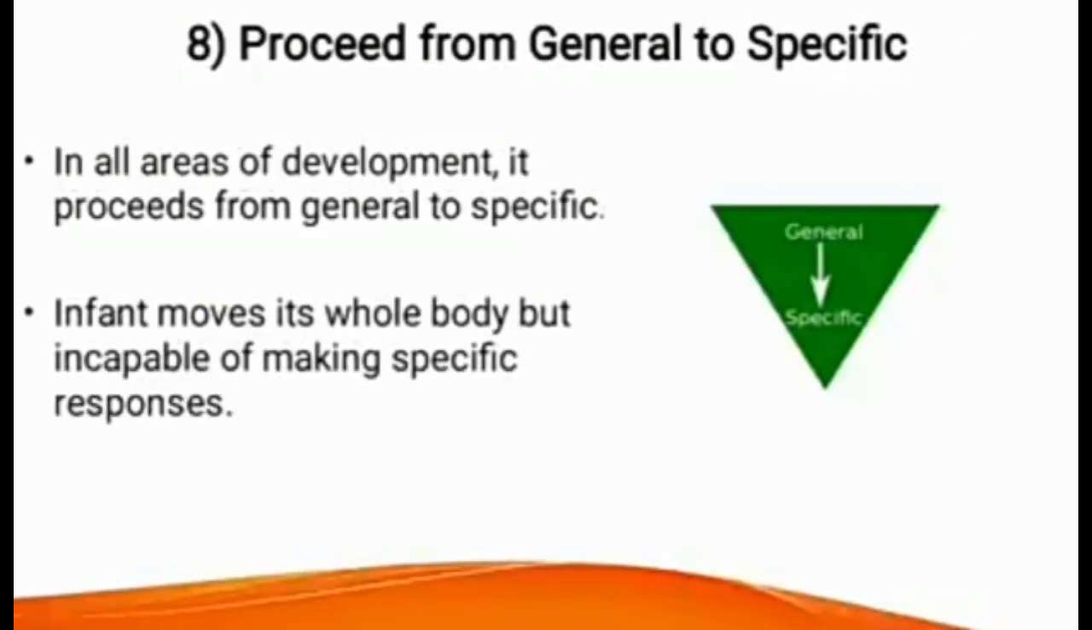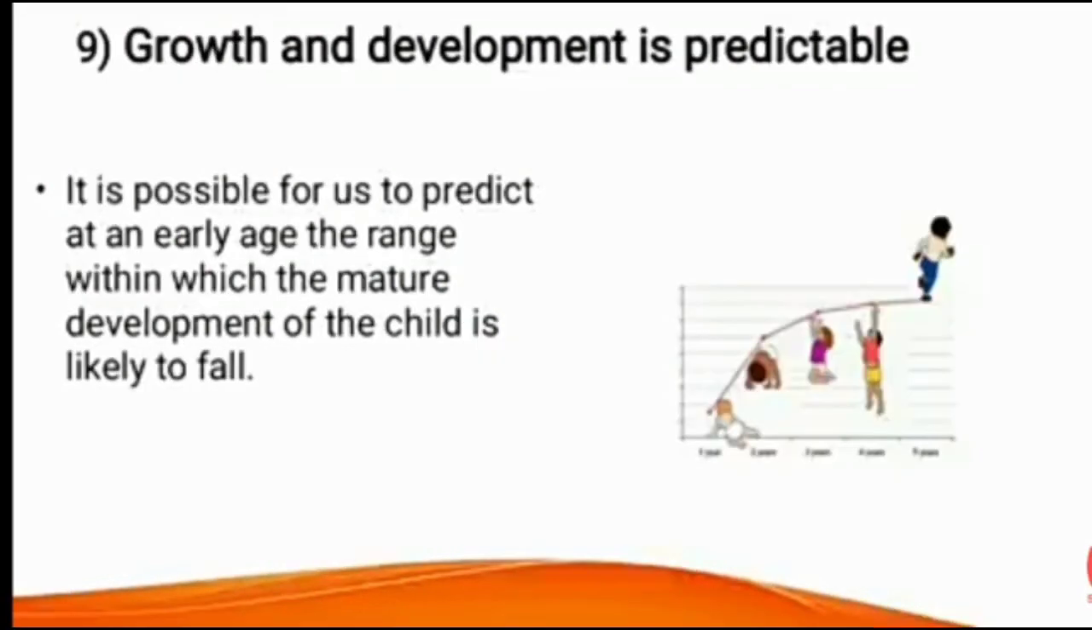Now, the eighth principle is to proceed from general to specific, which means in all areas of development, it proceeds from general to specific. An infant moves its whole body but is incapable of making specific responses. The ninth principle is growth and development is predictable, which means it is possible for us to predict at an early age the range within which the mature development of the child is likely to fall.